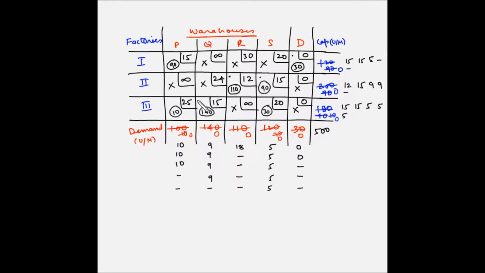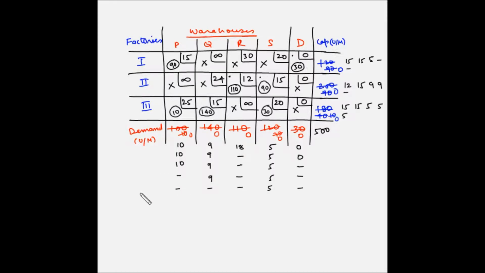And a quick observation indicates that we have been able to avoid allocations to these routes which were prohibited, like 1Q, 2P, and 3R. And the differential in the supply and demand that we had of 30 units has been allocated to the dummy source of demand, which has a cost of shipping of 0, indicating that these 30 units will be produced by factory 1 but will be stored in the inventory for future use.